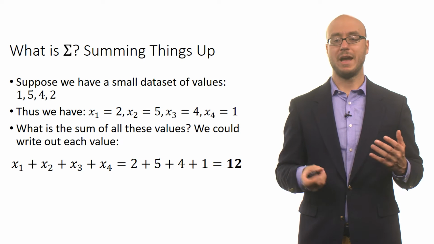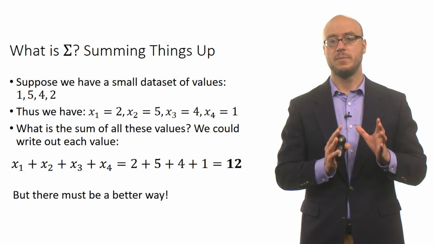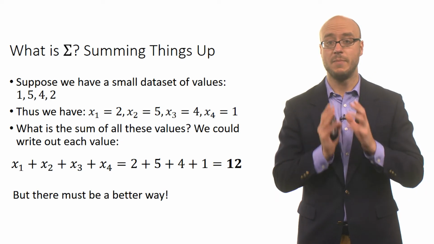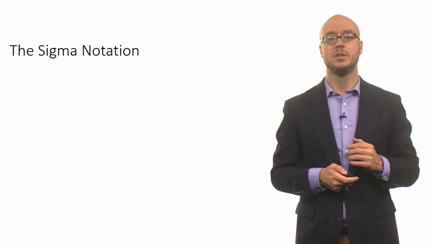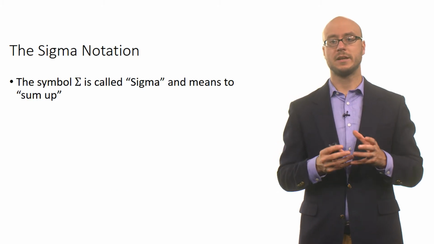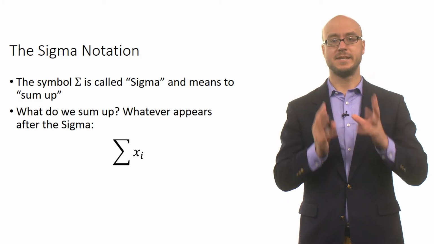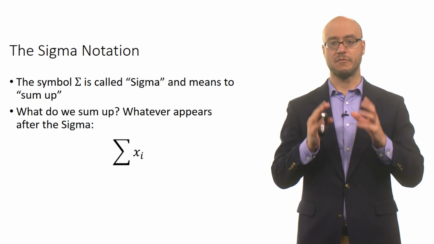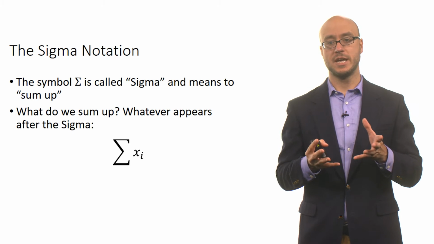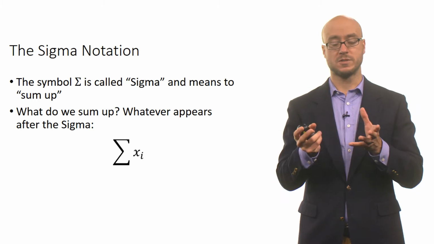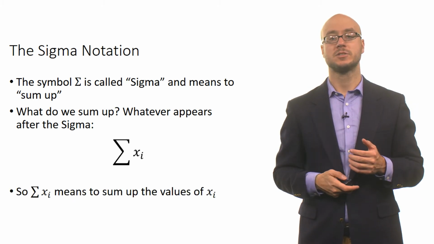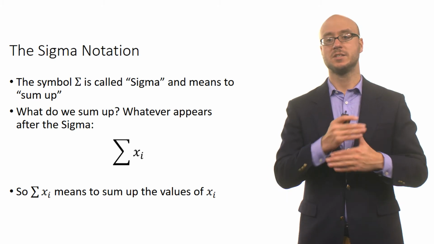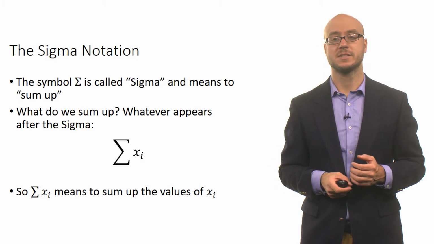You can write everything out like this, but there must be a better way, and there is. It's called sigma notation. The Greek letter sigma just means to sum up. And what do we sum up? Whatever appears after sigma. In this case, what we're summing up is x subscript i. This is telling us to just sum up the values of x i.